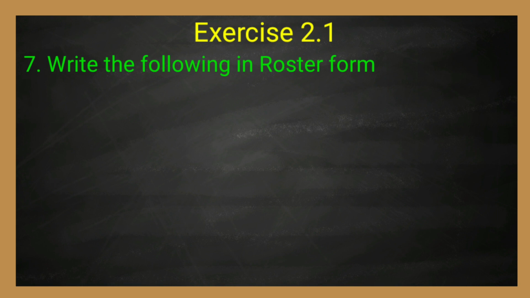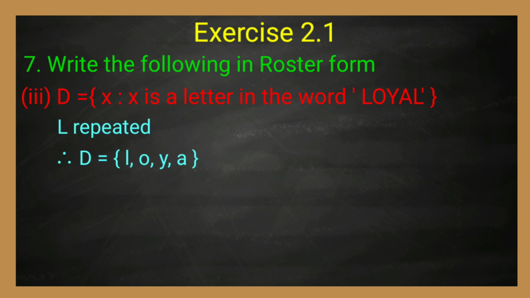Third one, D equals set of x such that x is a letter in the word loyal. There are 5 letters in the word loyal but L is repeated. Therefore, our answer is D equals set of L, O, Y, A.